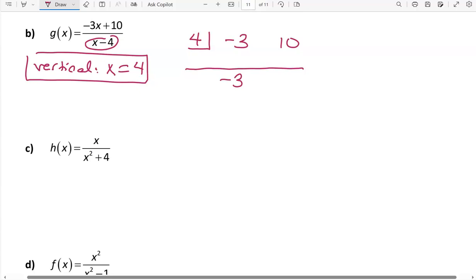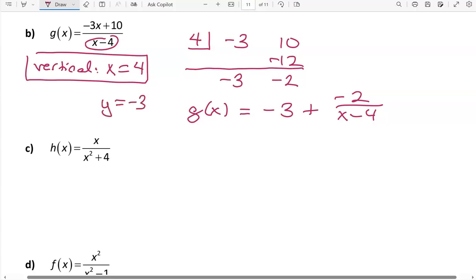Bring down that -3. -3 times 4 is -12, and that gives us a -2, which means that g of x can be re-expressed as the quotient -3 plus the remainder -2 divided by the original divisor, x minus 4. Y equals just the quotient part is the end behavior asymptote. In this case, y equals -3, and that would be a horizontal line.